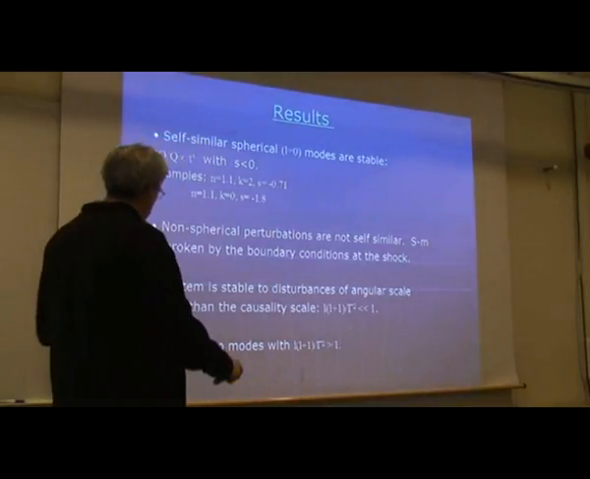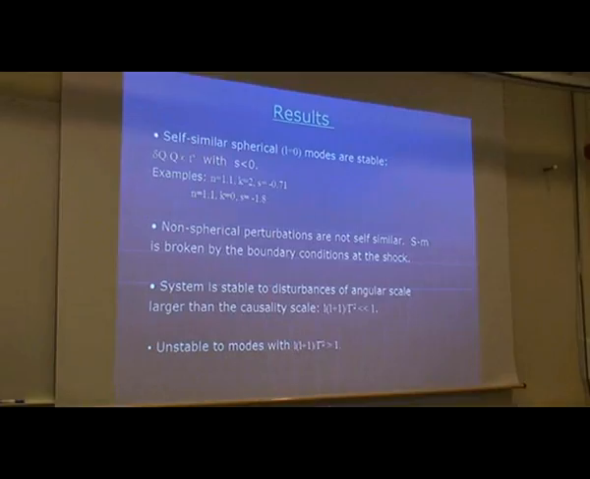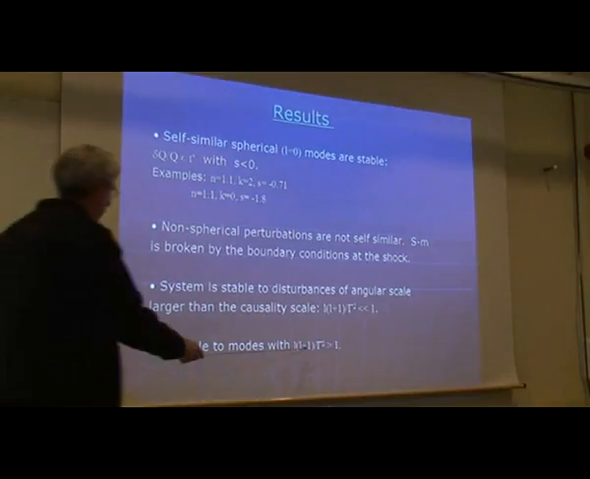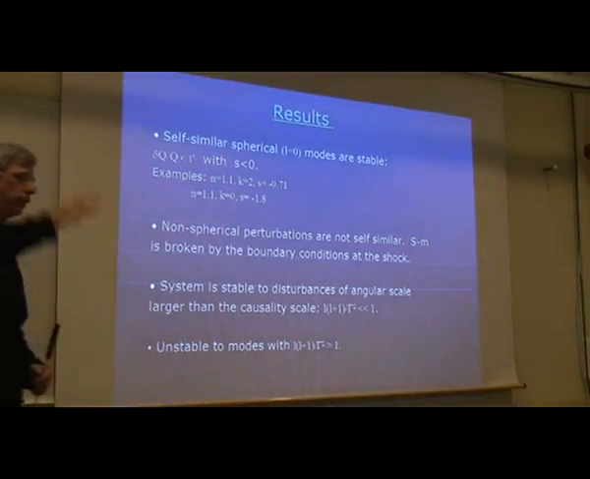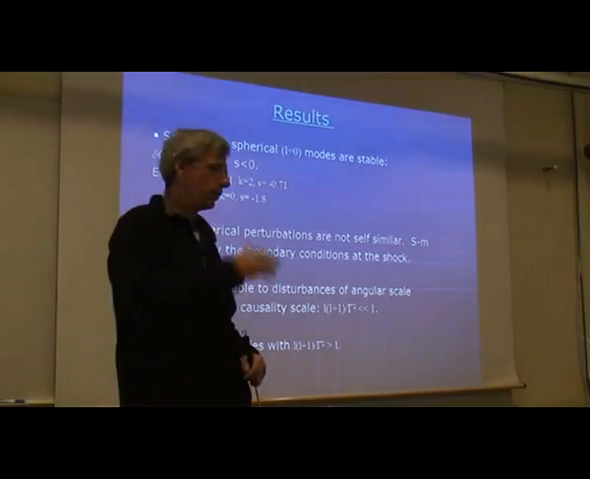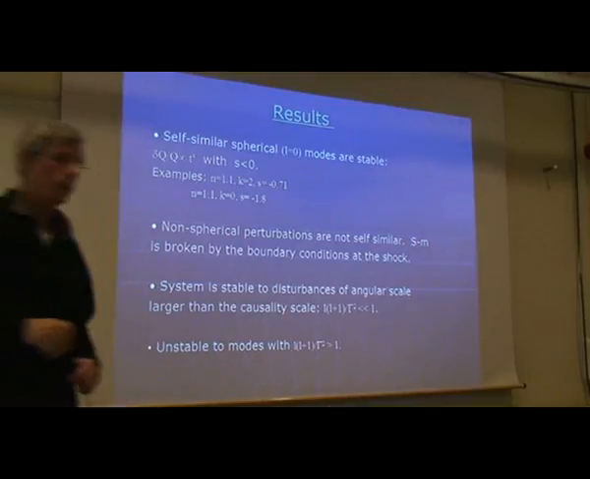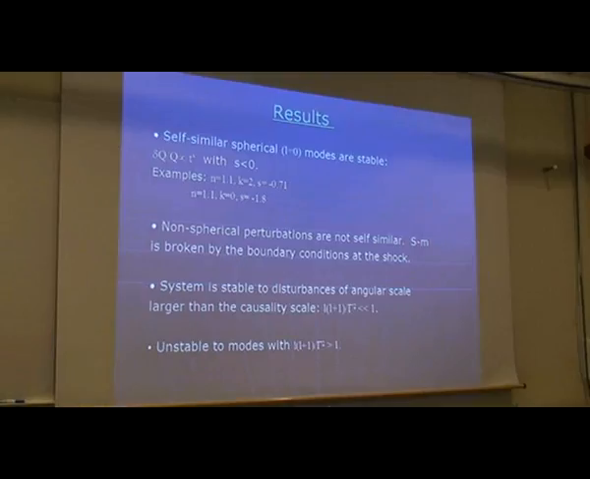But modes which have an angular scale sufficiently smaller become unstable. And the growth rate increases with increasing L number, the order. So again, like in the non-relativistic case, the smaller scale structure grows faster. Of course, physically, at some point you reach the dissipation scale, and then it's a whole lot of questions that can only be answered with simulation. So that's basically what I find.